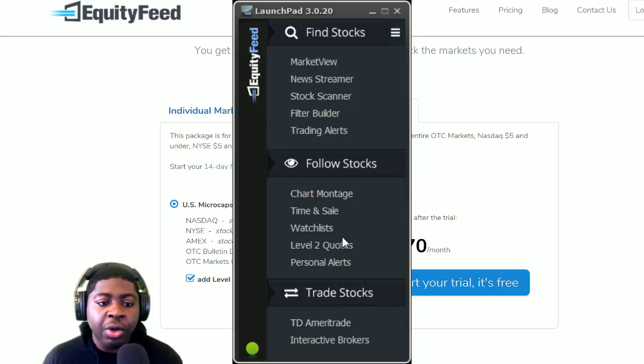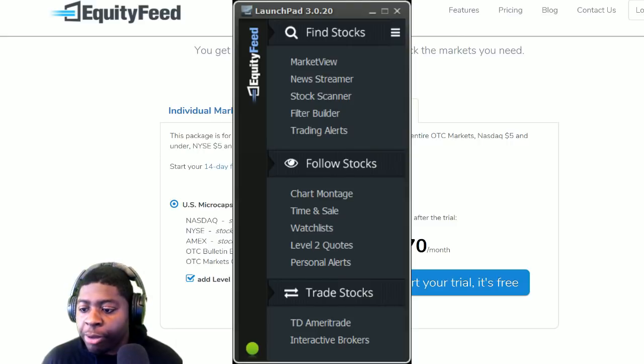Watch lists that you can create, level 2 quotes, personal alerts that you set, and you can trade through the software. So if you have TD Ameritrade, or you're at Interactive Brokers, I've had accounts at both, you can trade through EquityFeed, right through the platform, to take advantage of these stocks that are meeting your criteria, whatever they are.